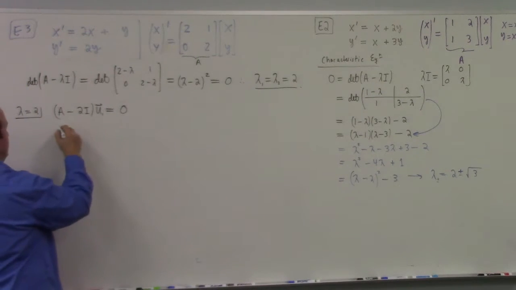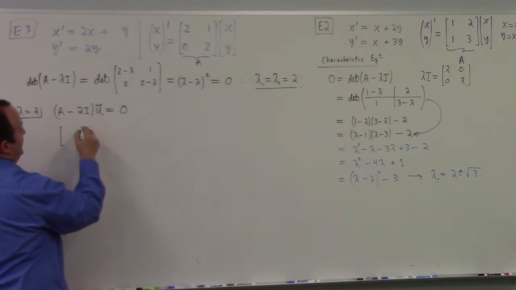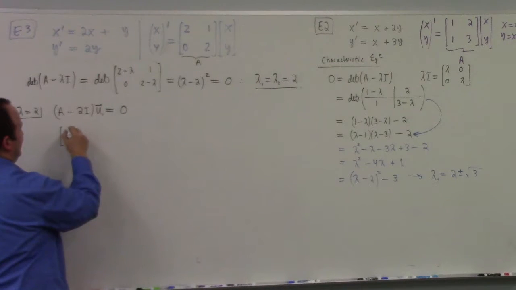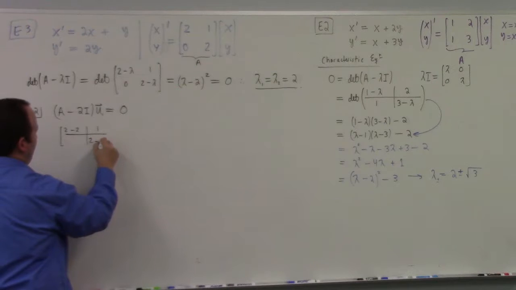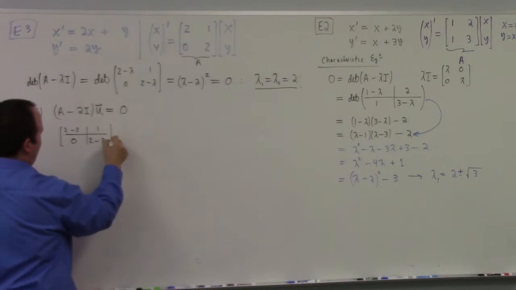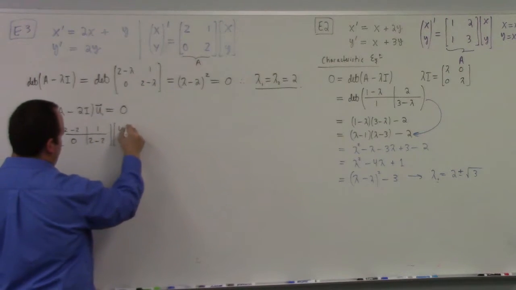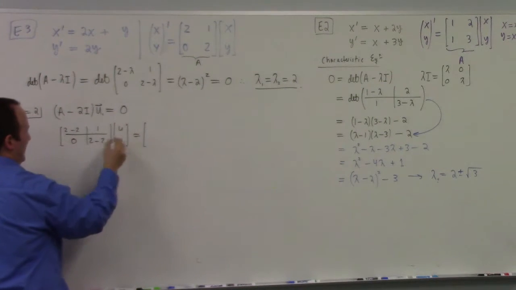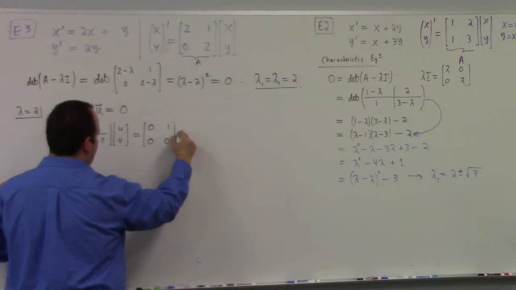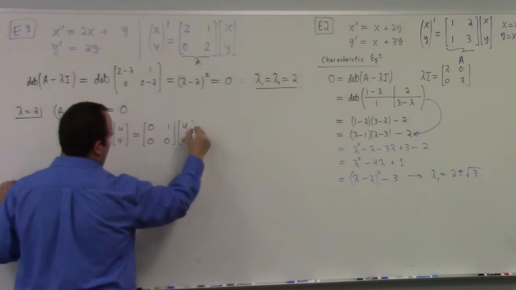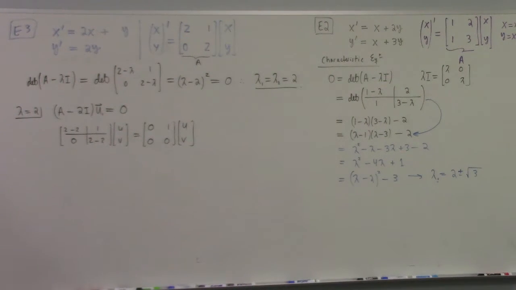And what is that? Check this out, right? It's 2 minus 2, 1, 2 minus 2, 0, times u, v. Let's clean it up a little bit. In other words, 0, 1, 0, 0. So this is that example I was just talking about. Sometimes the equation works out to sort of not an equation.